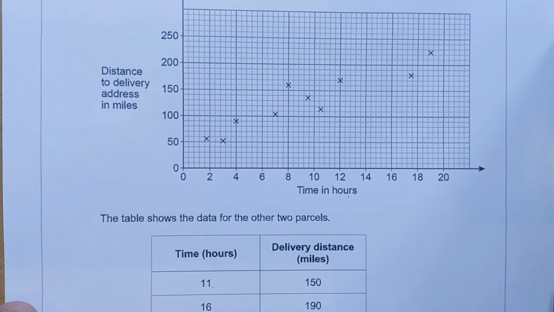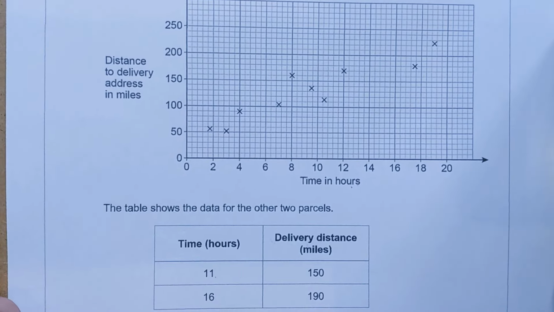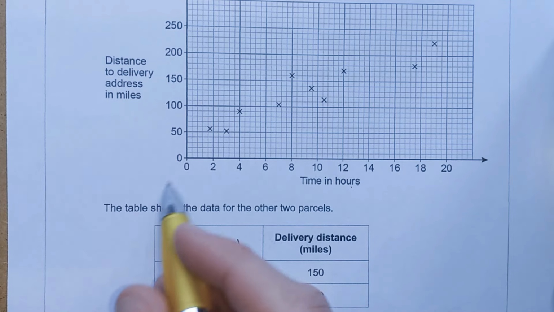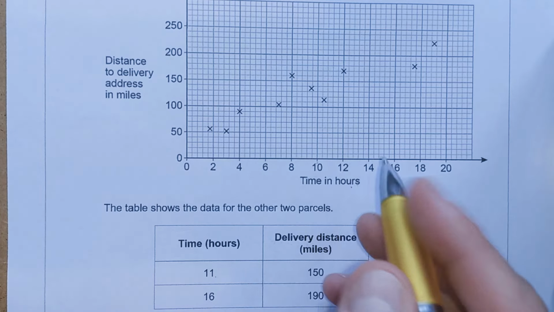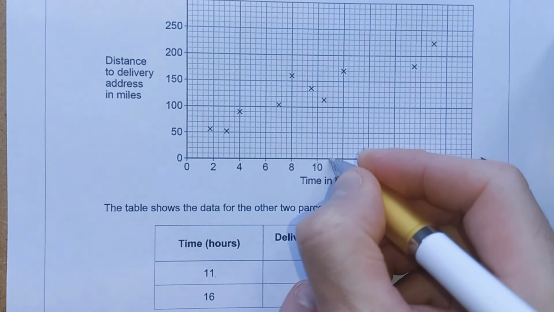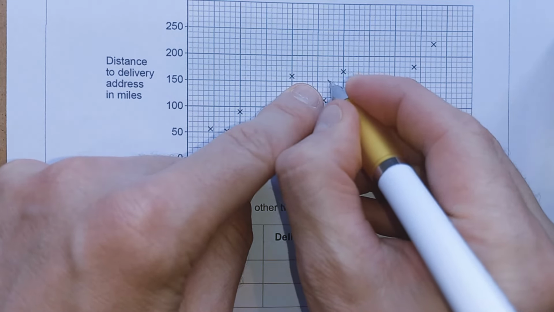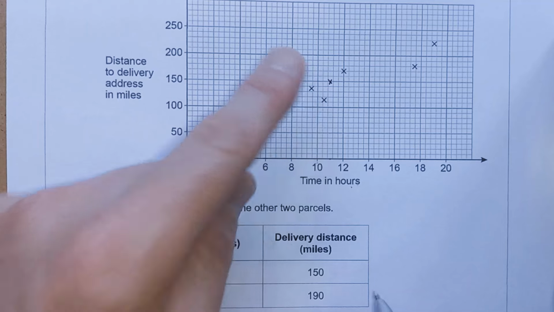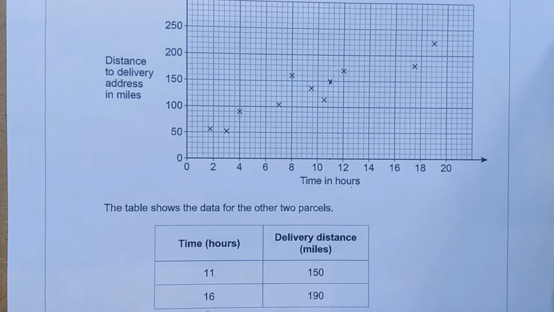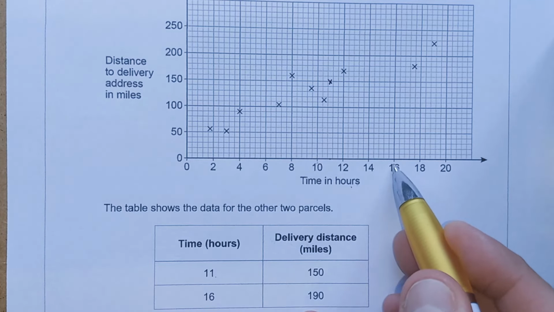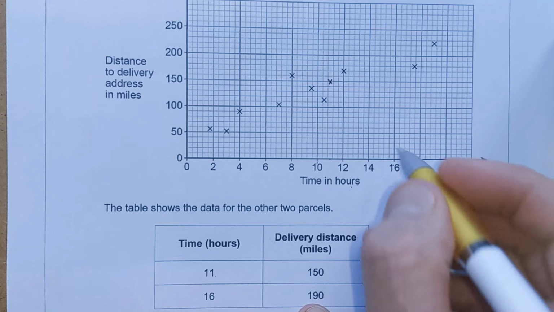So we've got 11 hours and it's 150 miles. So 11 is going to be halfway between 10 and 12. So here, and we want 150 miles, so we're going to go up and put our cross in there. And the next one is 16 hours, so that's here, and 190 miles.